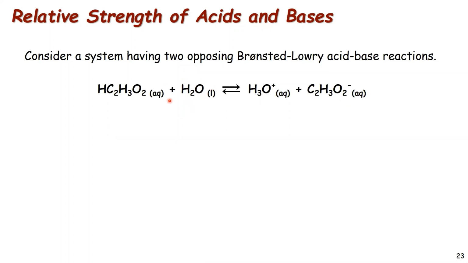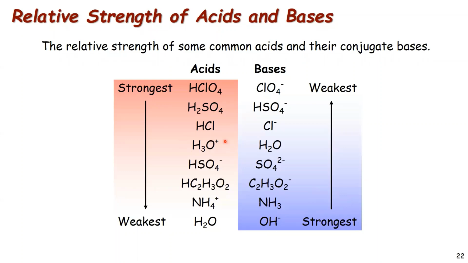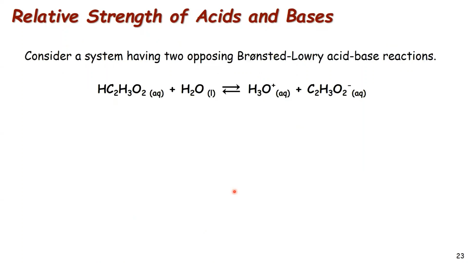So I'm sorry, let's go back to this. We have our acetic acid and its conjugate base. We have the hydronium ion and its conjugate base. So coming back, again, we can see this time that the hydronium ion is a stronger acid than the acetic acid. Okay, so the hydronium ion is a stronger acid than the acetic acid.